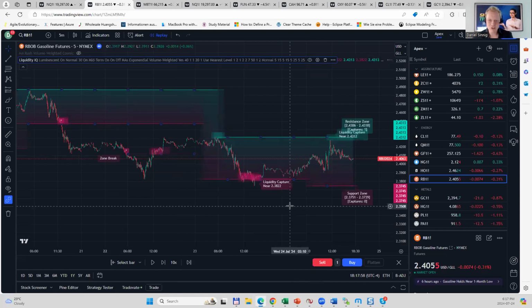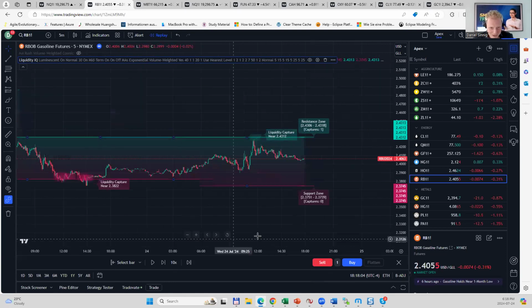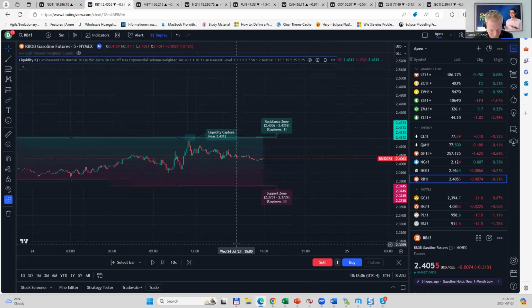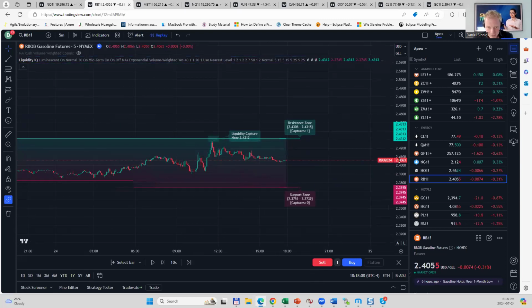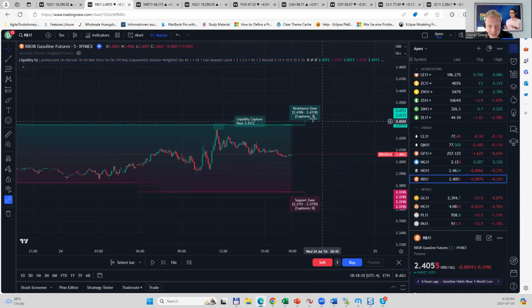Once it's switched on, you can see that this indicator actually annotates your price chart. So we zoom out a little bit. We can see here, for example, that the resistance zone right now nearest the price is between 2.4306 and 2.4318. The support zone is between 2.3751 and 2.3739. It's indicated right here.